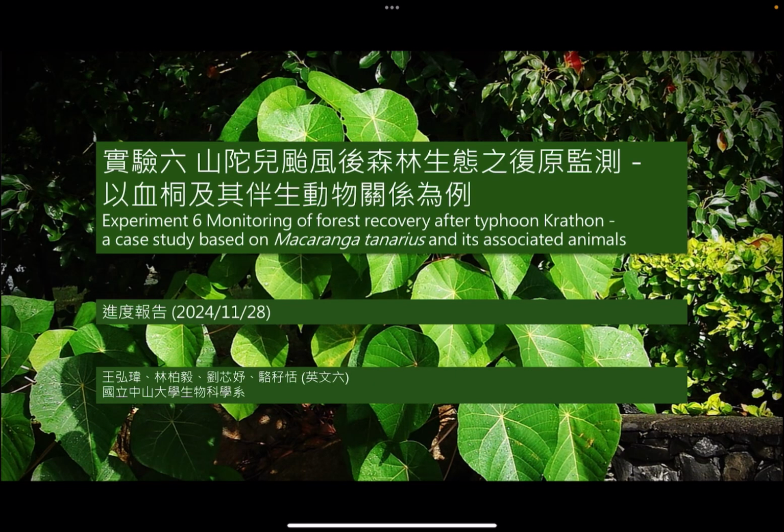Today I'm going to present our report on Experiment 6, Monitoring of Forest Recovery After Typhoon Karathon, a case study based on Macaranga tenarius and its associated animals. Here are our group members.